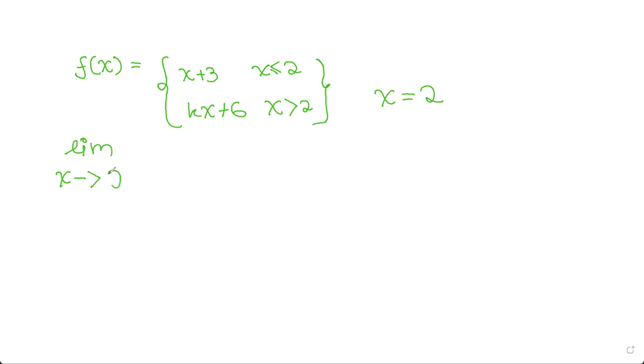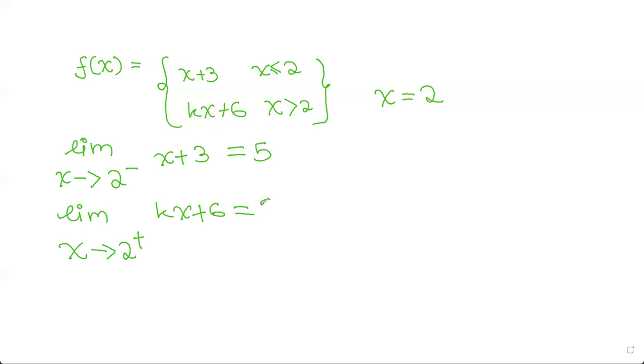So let's just do the testing. We take 2 minus and 2 plus. When it's 2 minus, it's less than 2, so you take the first equation, which is x plus 3. 2 plus 3 is 5. Limit x tends to 2 plus, kx plus 6. That is equal to 2k. So x is 2, so 2k plus 6.